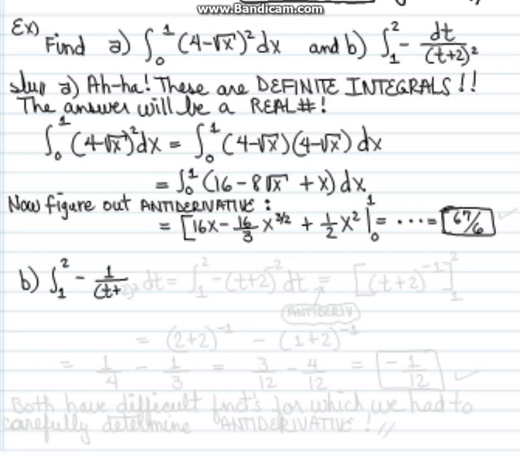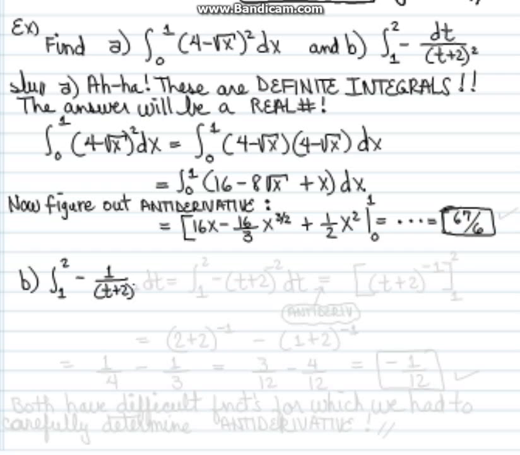And now I evaluate that at x equals 1, and then subtract the evaluation at x equals 0, and you'll get 16 times 1 minus 16/3 times 1 to the 3/2 plus 1/2 times 1 squared. So 16 minus 16/3 plus 1/2, get a common denominator 6, and combine across the top, and you'll end up with 67 over 6. Now, I didn't show all the details there, but it's just the application of capital F of 1 minus capital F of 0.